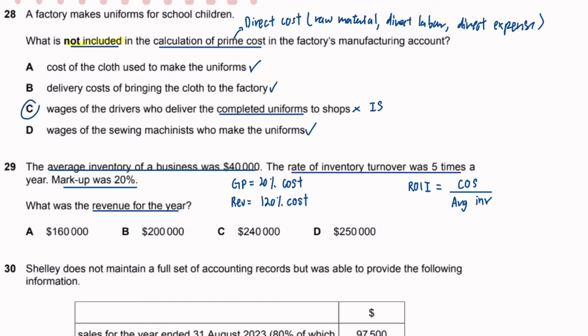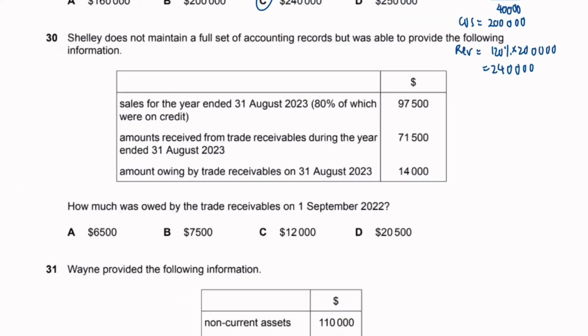So I'll just leave it here. Rate of inventory turnover, put in the value 5, cost of sales, and average inventory, 40,000. So our cost of sales is 200,000. So our revenue is 120% times the 200,000. Then we'll get 240,000. D is the answer. Sorry, so C is the answer.